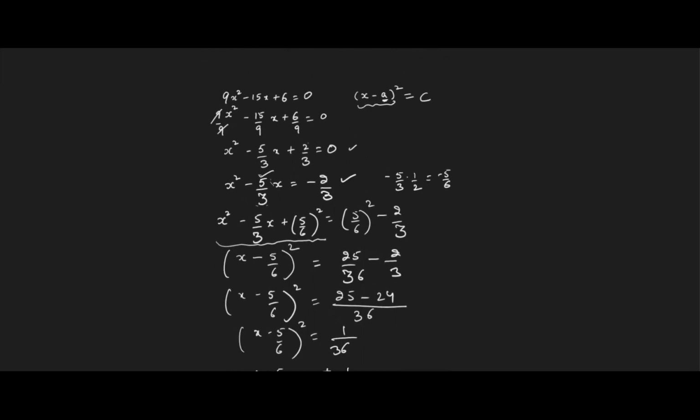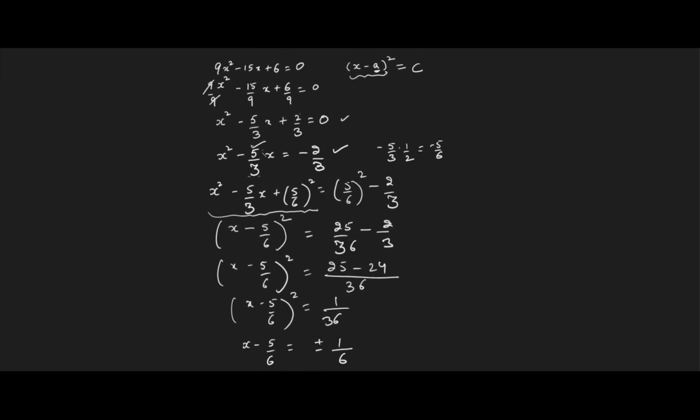Okay. So how did we solve? This method is not at all difficult. Let's recall all the steps one by one. The very first step was to divide the entire equation by the coefficient of x square. The coefficient of x square is 9. So we divided the entire equation by 9 and we reached this step.